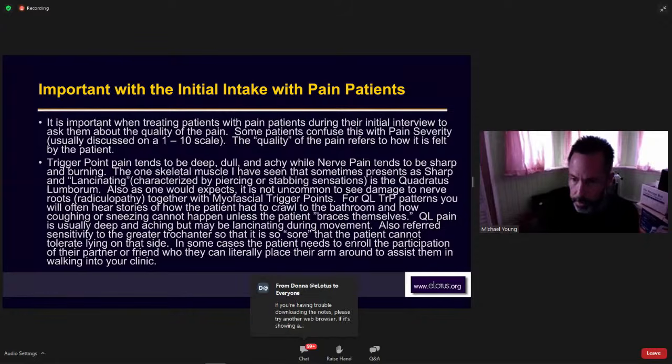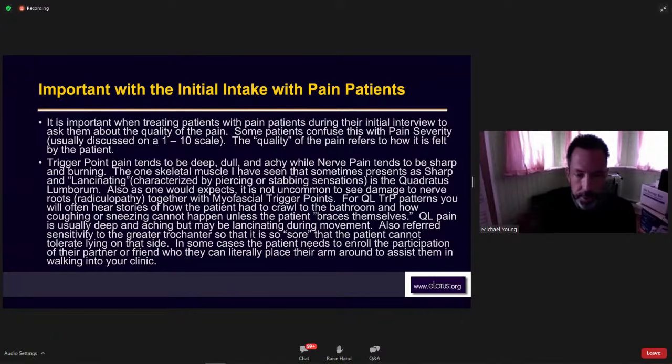For quadratus lumborum trigger points, you often hear stories of how the patient had to crawl to the bathroom and how coughing or sneezing cannot happen unless the patient braces themselves. QL pain is usually deep and aching, but it may be lancinating again. Travell gives a case of a woman who was at a stovetop and got QL spasms so bad she fell on the floor, and someone apparently came home and turned the stovetop off. She lived to tell the tale, but Travell gave that example so that you can see how severe some trigger points can be.